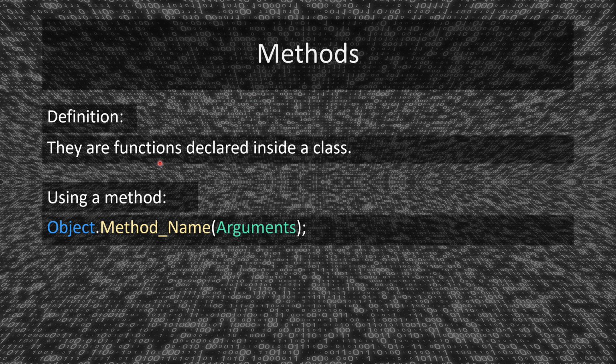Methods simply are functions declared inside a class. So if you move a function from outside a class to a class, it will be called a method. Okay, how do we use a method? We use the object name dot the method name, and we provide the arguments this method takes.